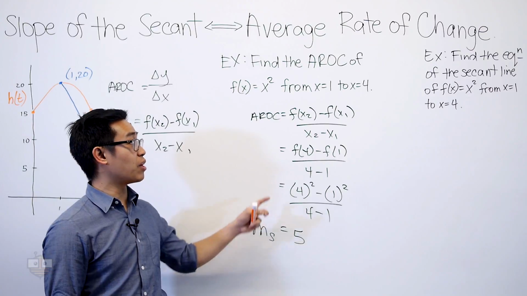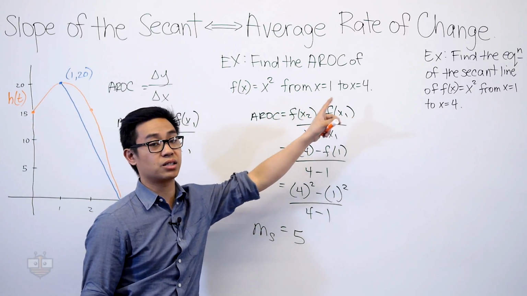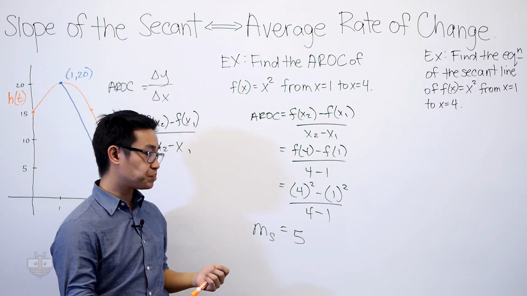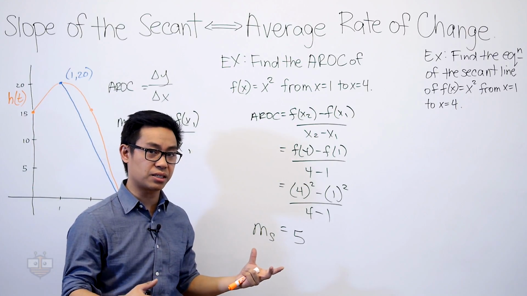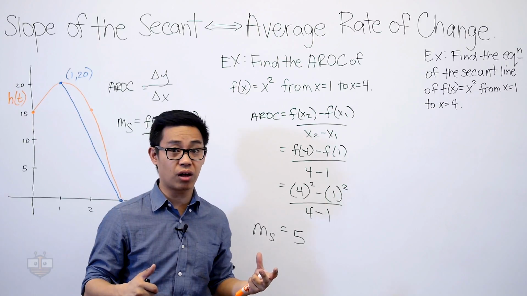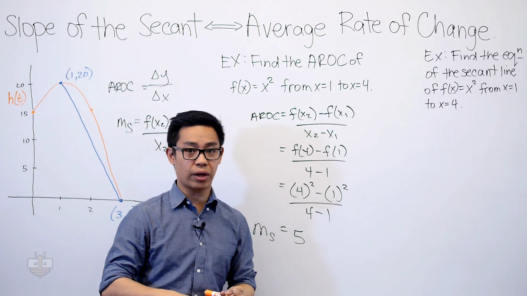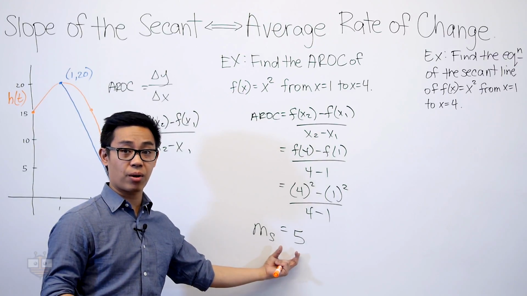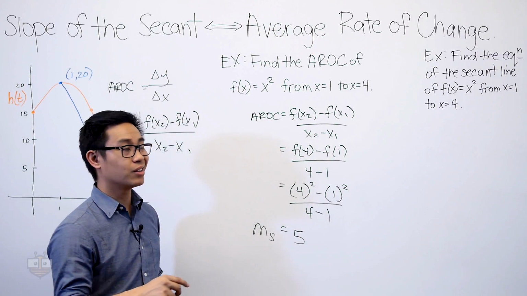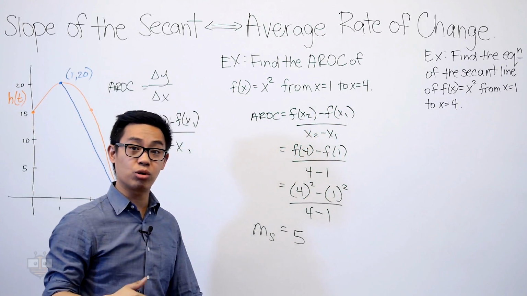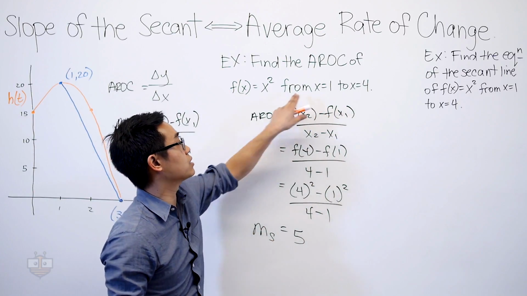So in the secant line that passes between x is equal to 1 and x is equal to 4 for the function f at x is equal to x squared, we can find the equation of that secant line. How do you find equations of lines? The same way you always have. You need a slope and then you need a point. So the slope we have already. We need another point. Do we have it? Not really. We have 2 x values. But you know that you can always find the y value by subbing it into the function.